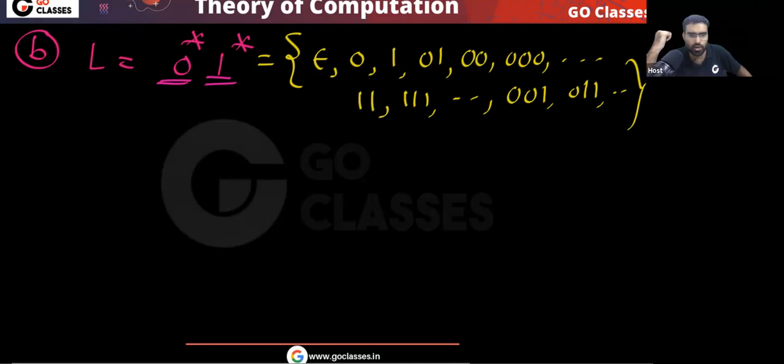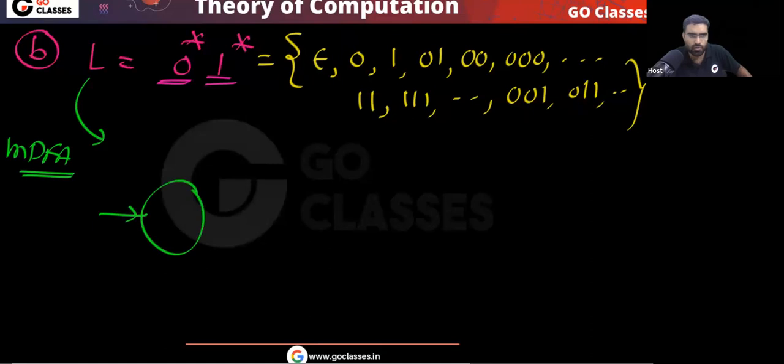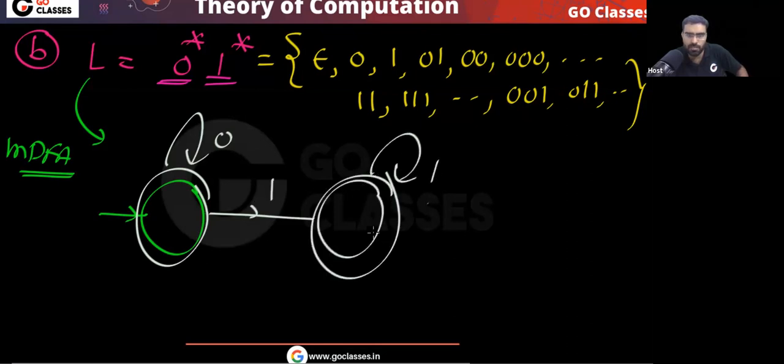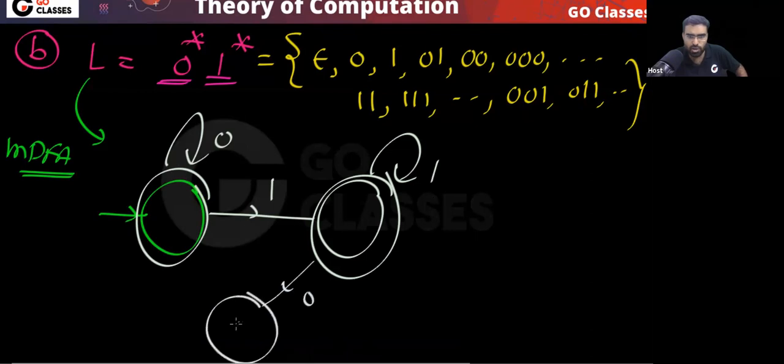So tell me from where you will start. See, one thing you can notice. Just make a DFA for this. Let's make a minimal DFA for this. So what will be the minimal DFA? Any number of 0s come, I have no problem. Any number of 1s come, I have no problem. And after 1, if 0 comes, I will go to the dead state. Yes or no? This is your minimal DFA.